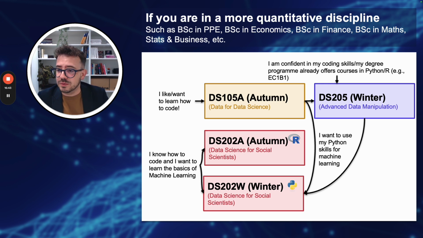A popular route is people taking DS105A in autumn and then DS202W in winter. Therefore, you will be mixing the data cleaning and manipulation skills and the machine learning skills all together. You have a more comprehensive view of data science.